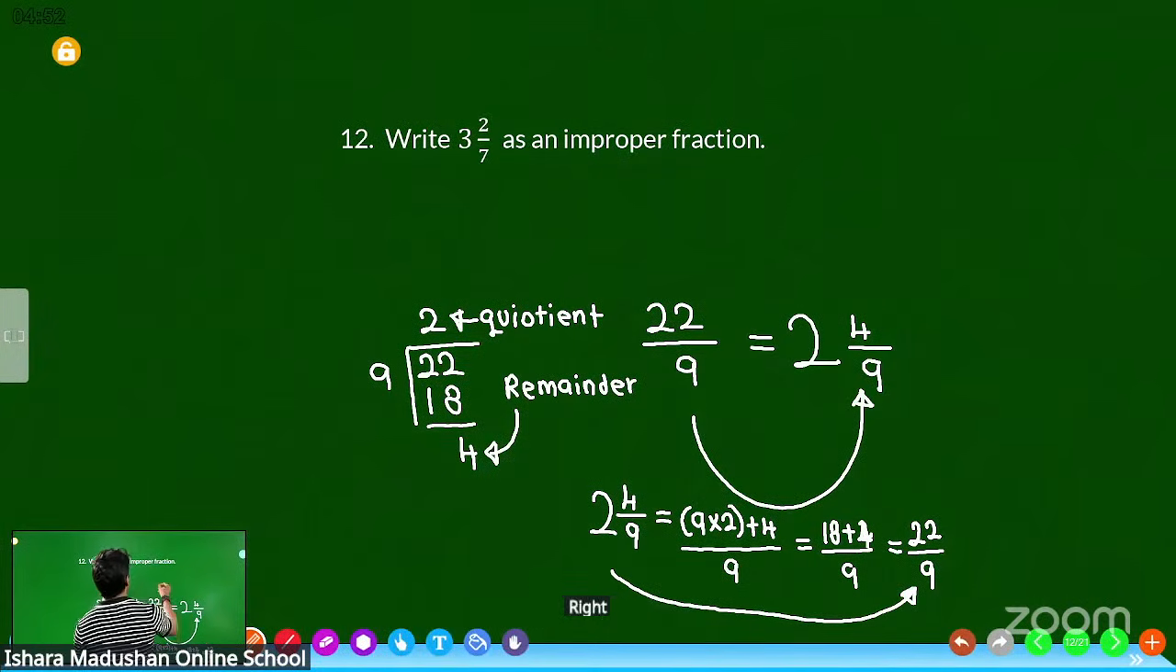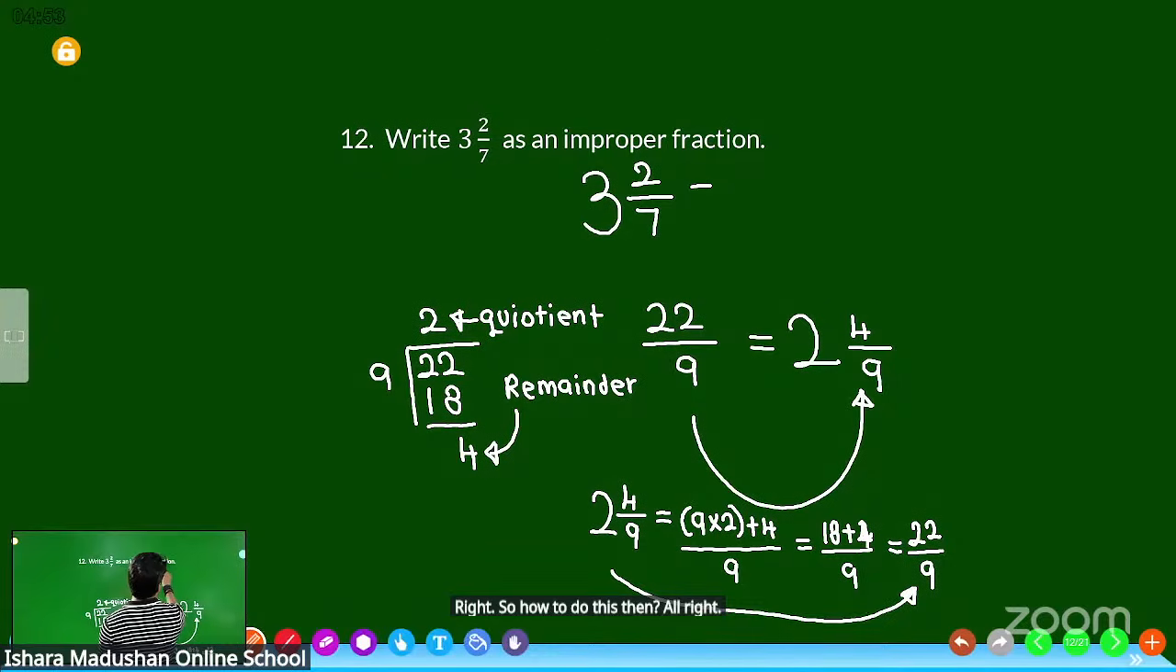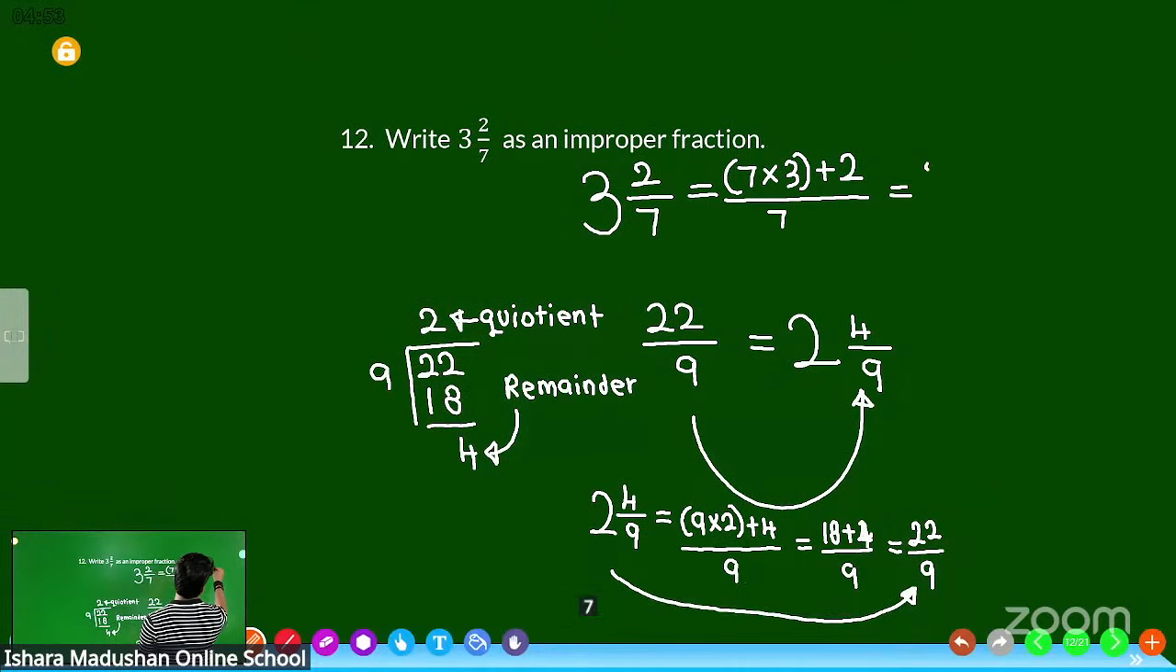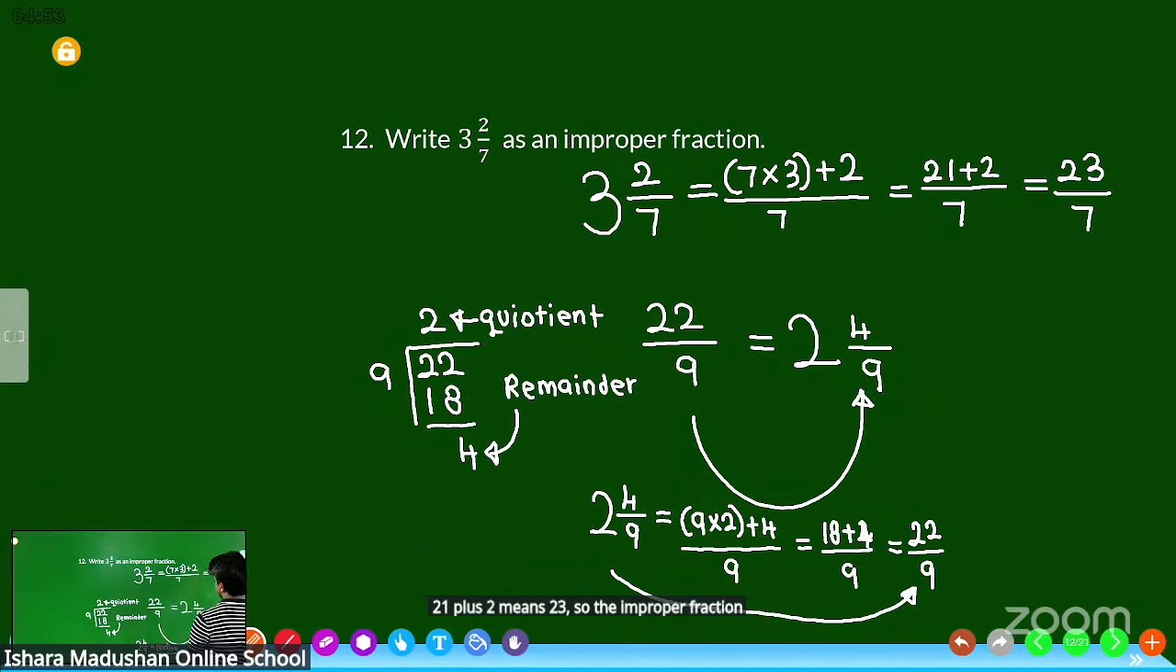Right. So how to do this then? All right. What you have to do, Puta, is just multiply the denominator by the whole number, add the numerator, and put the denominator here. 7 into 3 is 21. So 21 plus 2 over 7. 21 plus 2 means 23. So the improper fraction is 23 over 7.